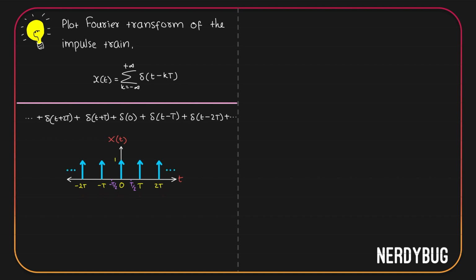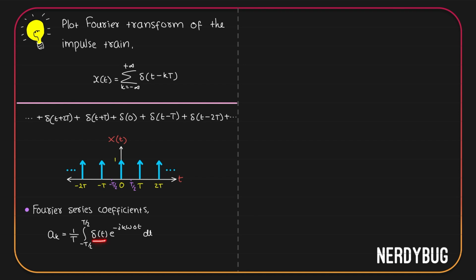To find the Fourier transform, first we need to find out the Fourier series coefficients. We know a_k is given like this: 1 by T integral over one time period. So let us take it from minus T by 2 to plus T by 2, x of t e raised to minus j k omega naught t dt. But between minus T by 2 and T by 2, all we have is one impulse at t equal to 0. So instead of x of t, we can just write delta of t.